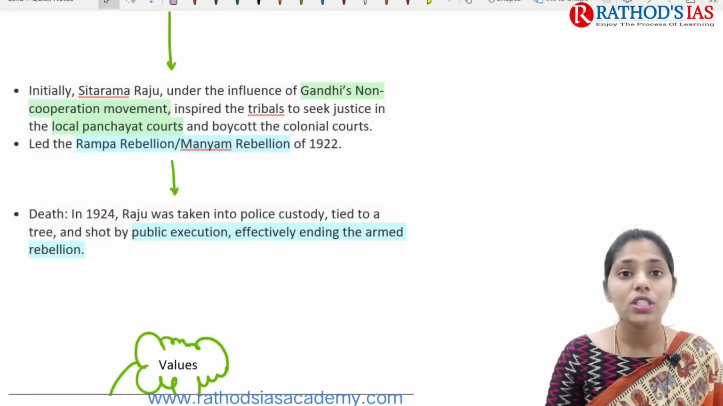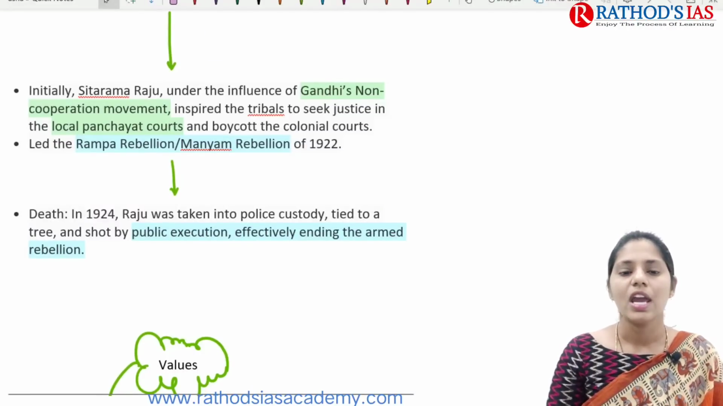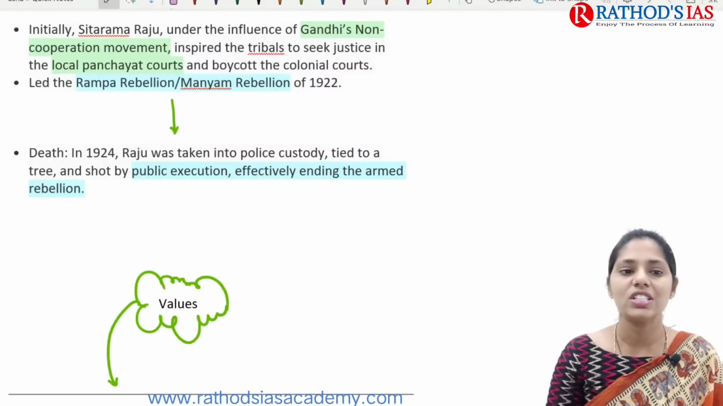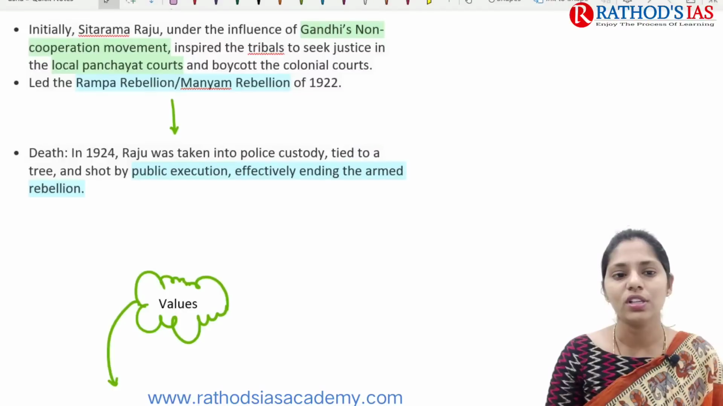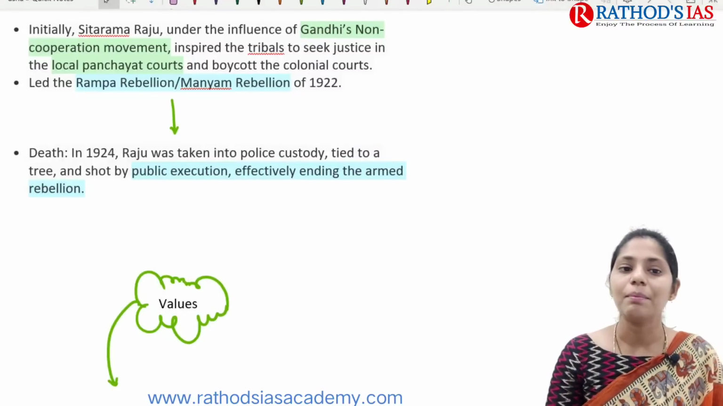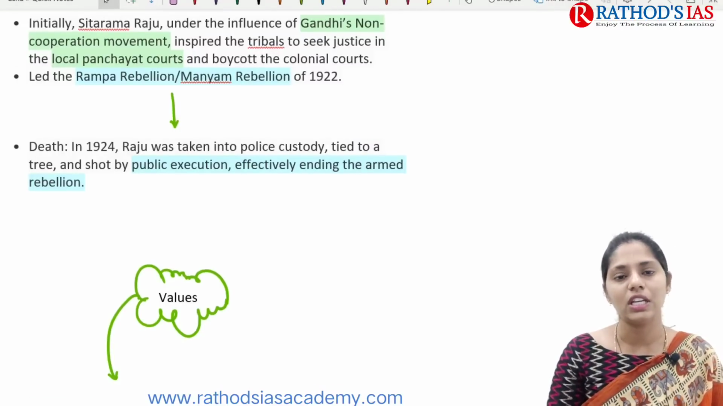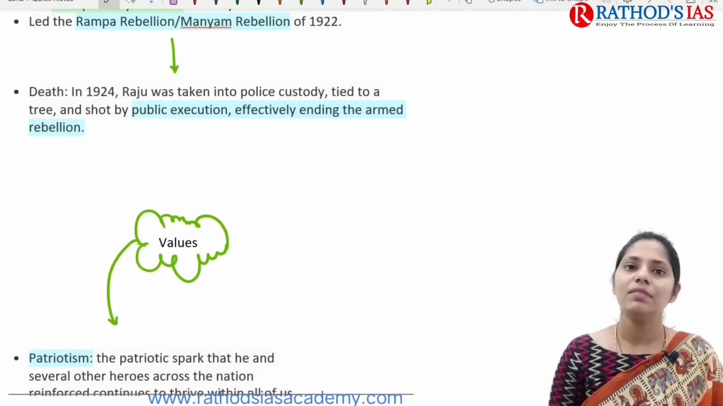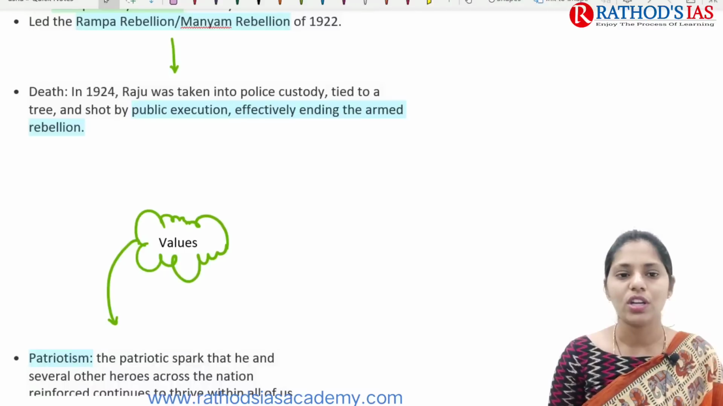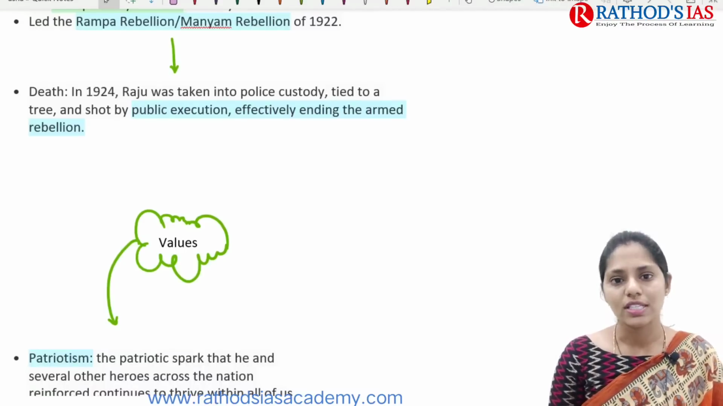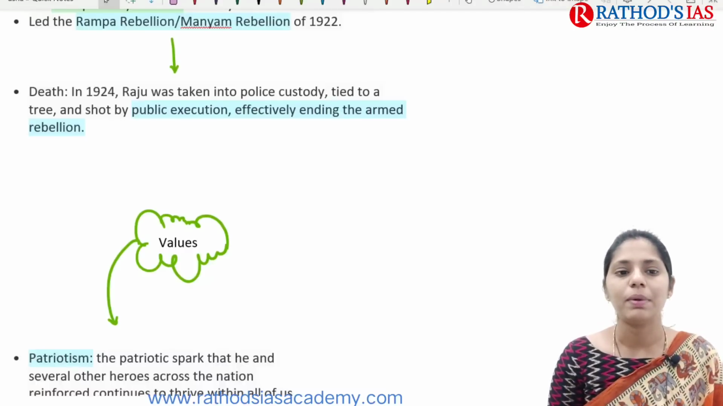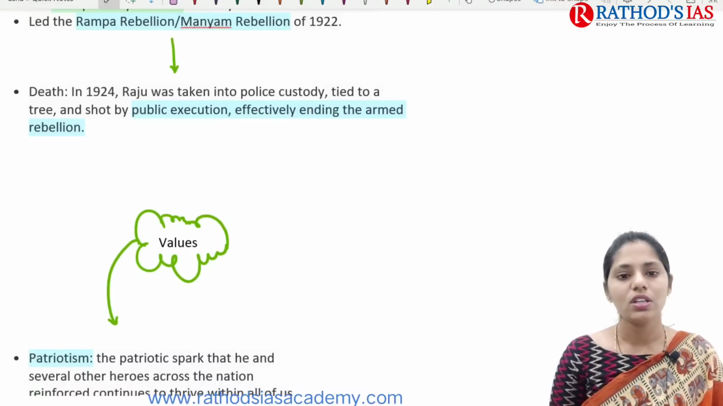Initially Alluri Raju was under the influence of Gandhi's non-cooperation movement and he inspired the tribals to seek justice in the local panchayat court, and they also boycotted the colonial courts. Finally he led the Rampa Rebellion or Manyam Revolution in the year 1922. And finally he died in 1924, because this Alluri Sitaram Raju was taken into police custody, tied to a tree and shot in a public execution. Okay, so the whole lifespan of this Alluri Sitaram Raju was 27 years.